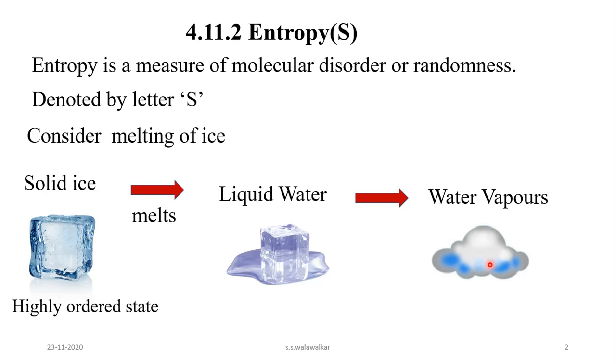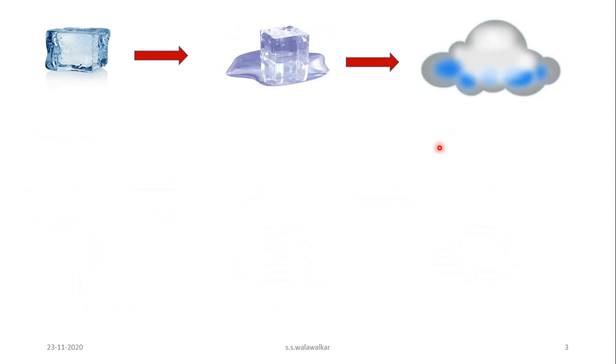If you observe the molecular disorder in all these three cases, in the solid state molecules are in a highly ordered state, and when it melts, the highly ordered state gets converted into a disordered state. And in water vapor, or gaseous water, a highly disordered state is formed. So entropy increases during this change from solid to liquid and liquid to gas, because entropy is a measure of molecular disorder or randomness.